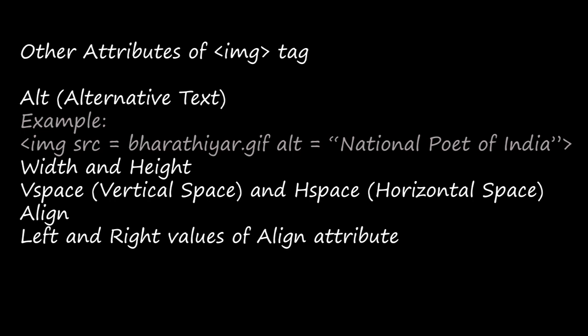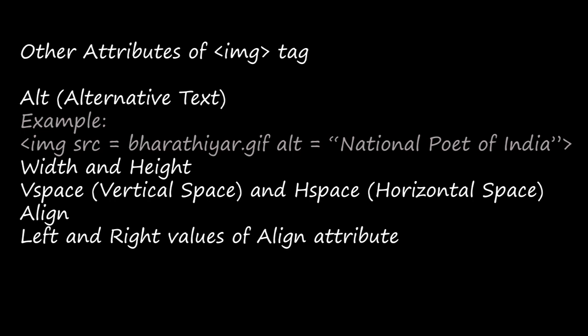The next one is width and height. These attributes are used to set the width and height of the image. The value of these attributes should be in pixels, or it may be a percentage of its actual size. If they are mentioned, the image will display in the width and height you give. If you are not mentioning the width and height, the web browser will display the image in its original size itself.